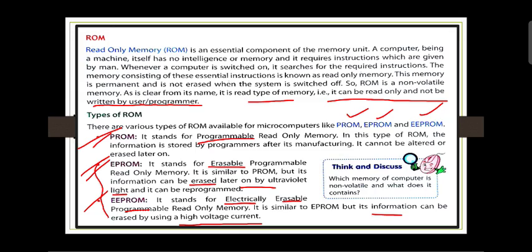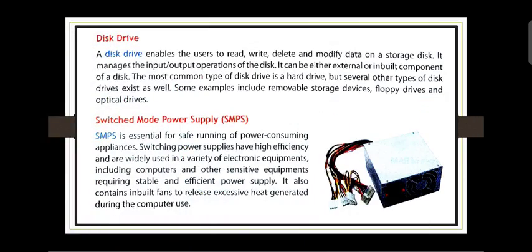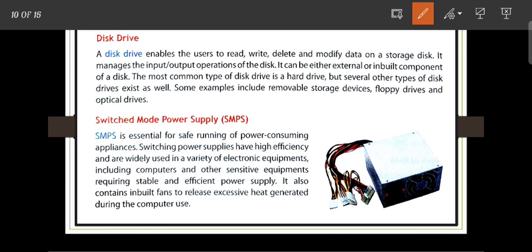Next is the disk drive. A disk drive enables the user to read, write, delete, and modify the data on the storage disks. It manages the input and output operations of the disk. It can be either an external or inbuilt component. The most common type of disk drive is the hard drive. Hard drive is a disk drive, but there are several other types of disk drive like floppy drives, optical drives, etc.